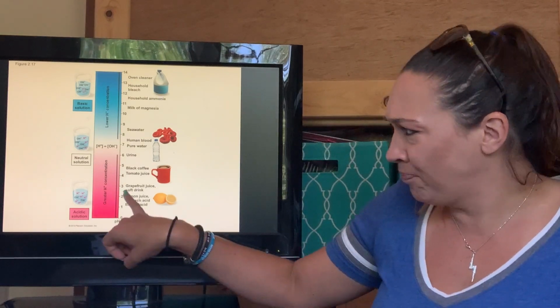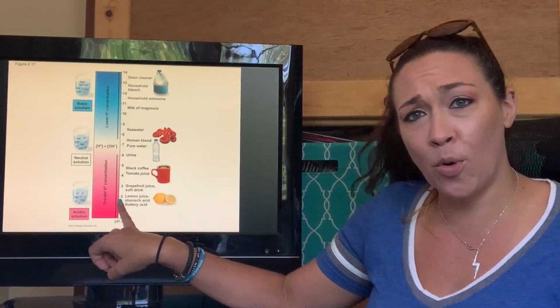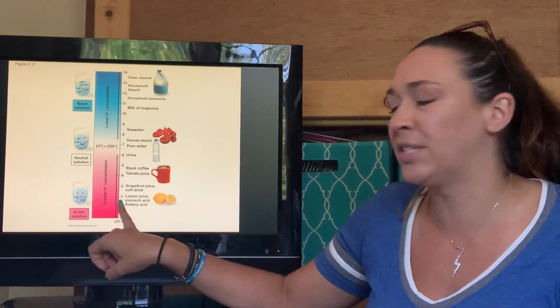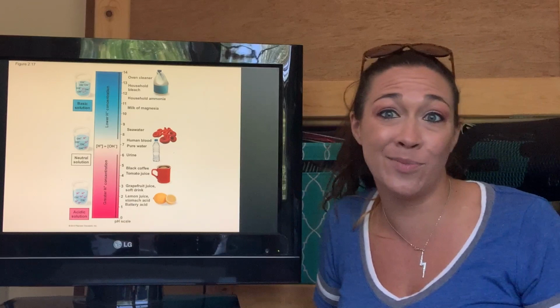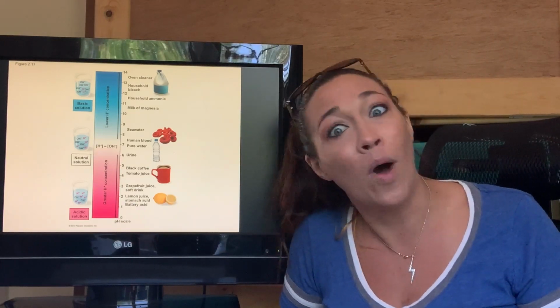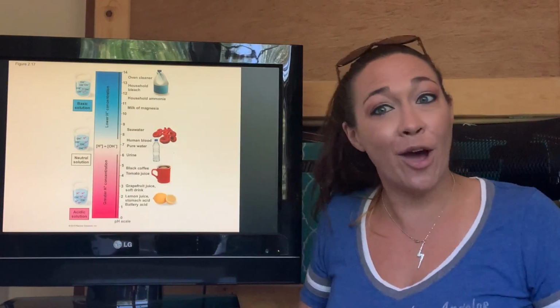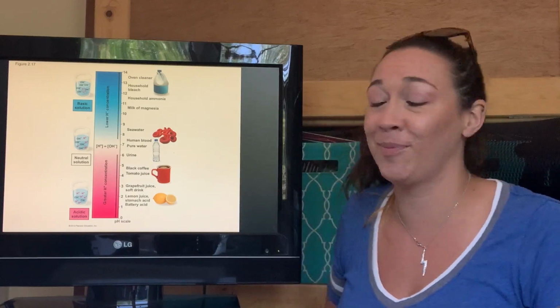And then finally, 100,000 times more acidic than water would be things like lemon juice, stomach acid, and battery acid. Yeah, soda is only 10 times less acidic than battery acid. I know, it really makes you think when you actually look at some of these on the pH scale.